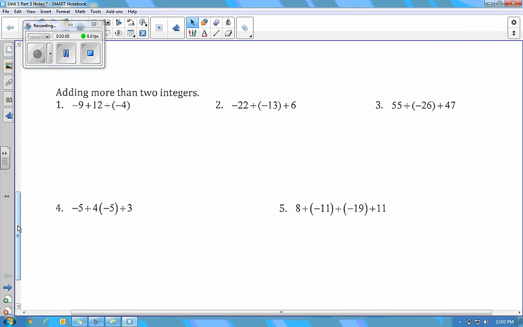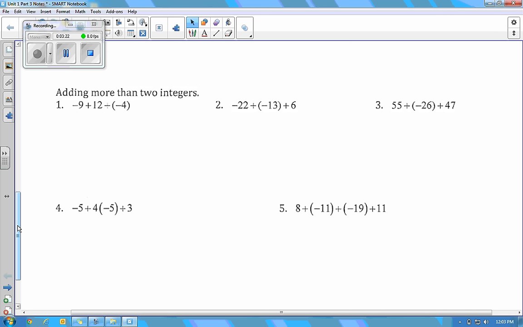If you look further down this page, now we're adding more than 2 integers. When we do this, you can go left to right. You can move things around. It's whatever is easier for you. Also, be sure you're looking for opposites as well in case you can get rid of things.